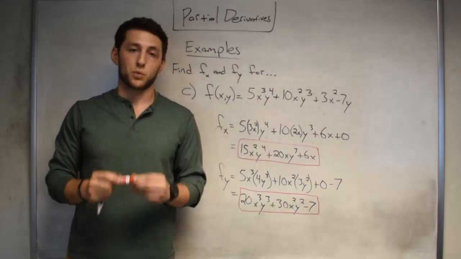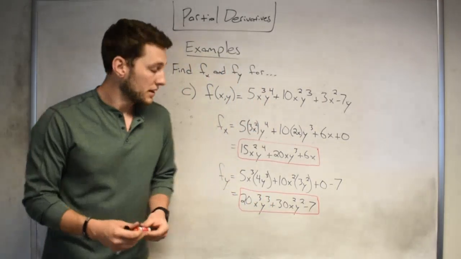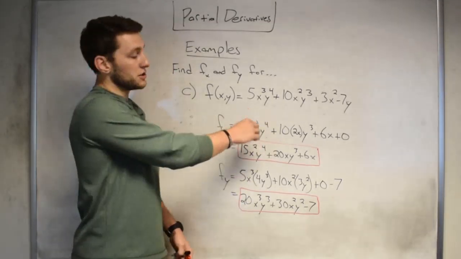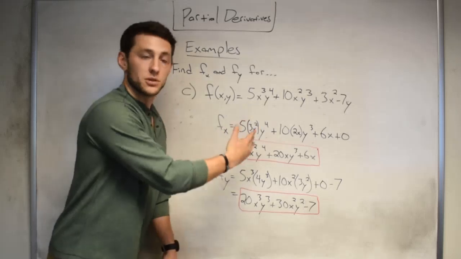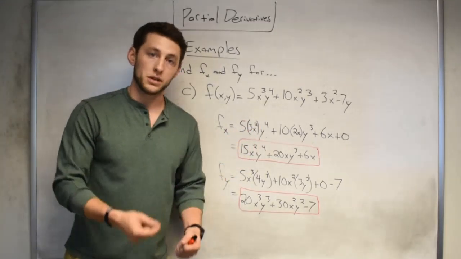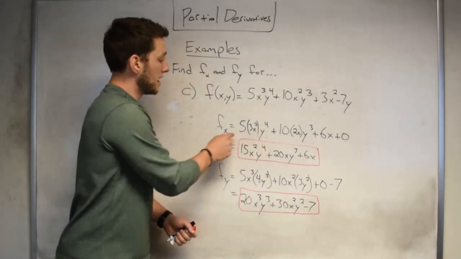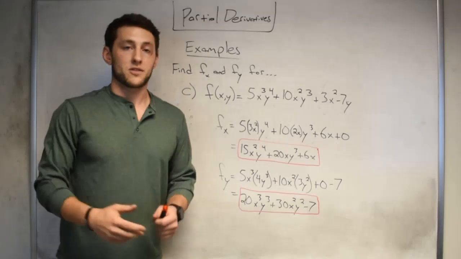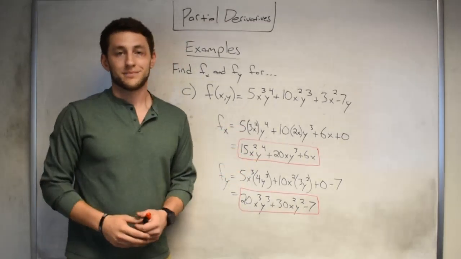Just like with regular deriving of one variable, once you get good at it, you won't really need to do this step, and you'll be able to just hop straight to here and do the multiplication in your head. However, to start off, I strongly recommend copying down the non-blank terms, so here are the non-x terms, and then deriving the x term, and then simplifying it out.